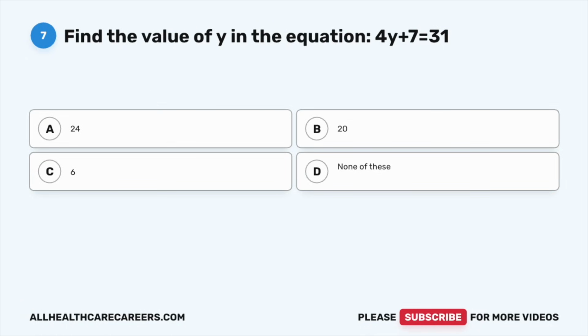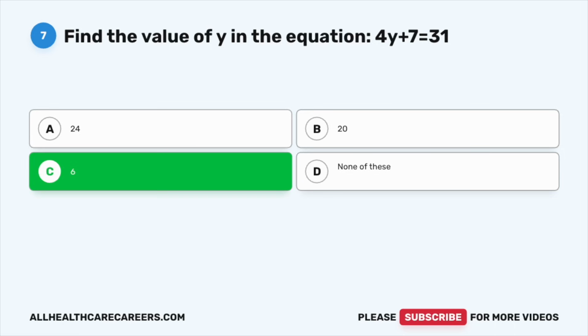Question 7. Find the value of y in the equation 4y plus 7 equals 31. Option A, 24. B, 20. C, 6. D, none of these. The correct answer is C, 6.